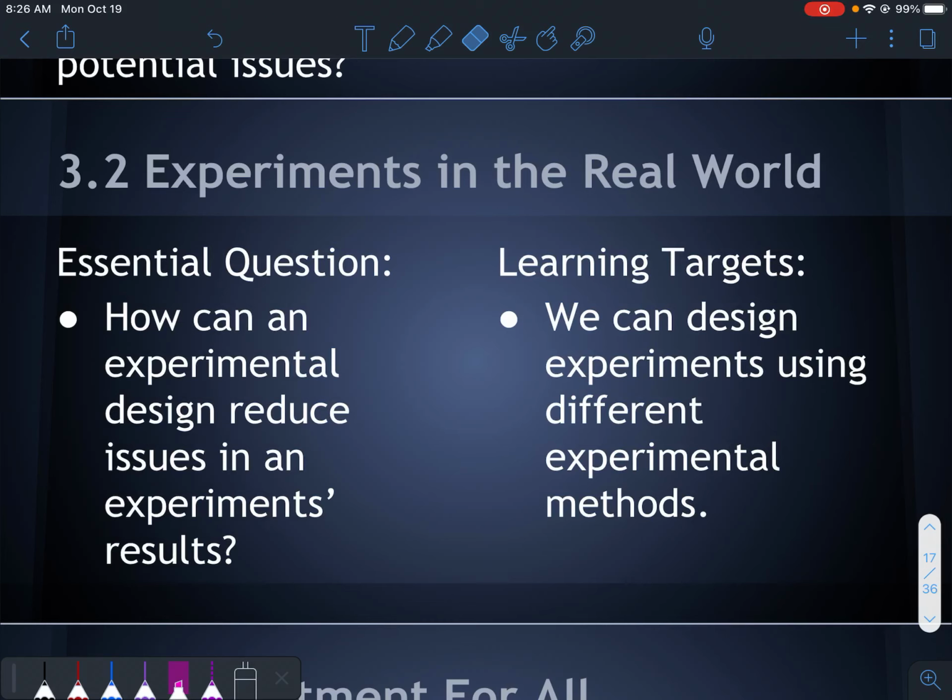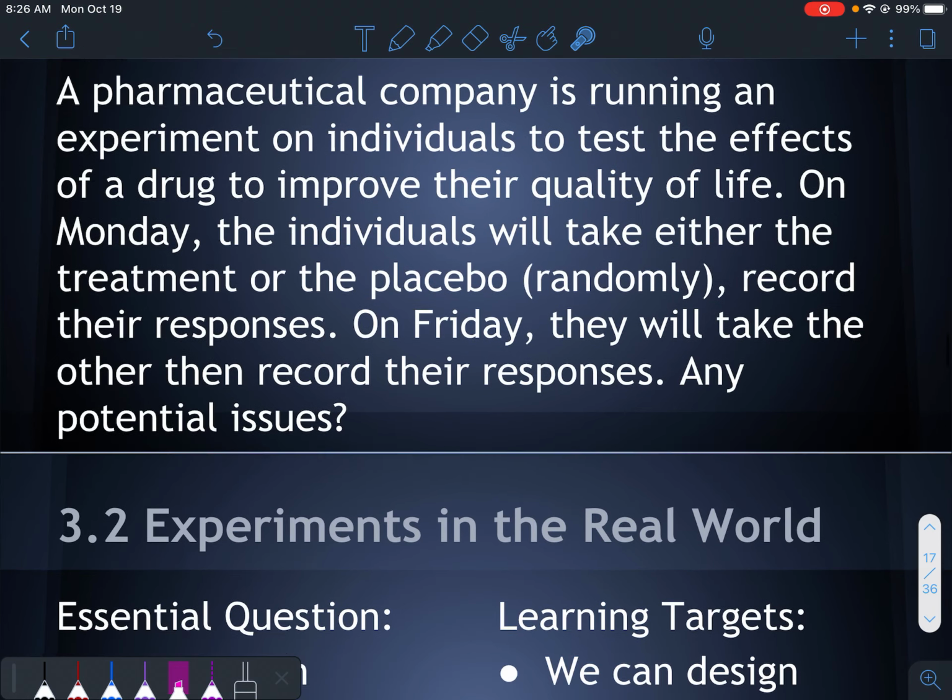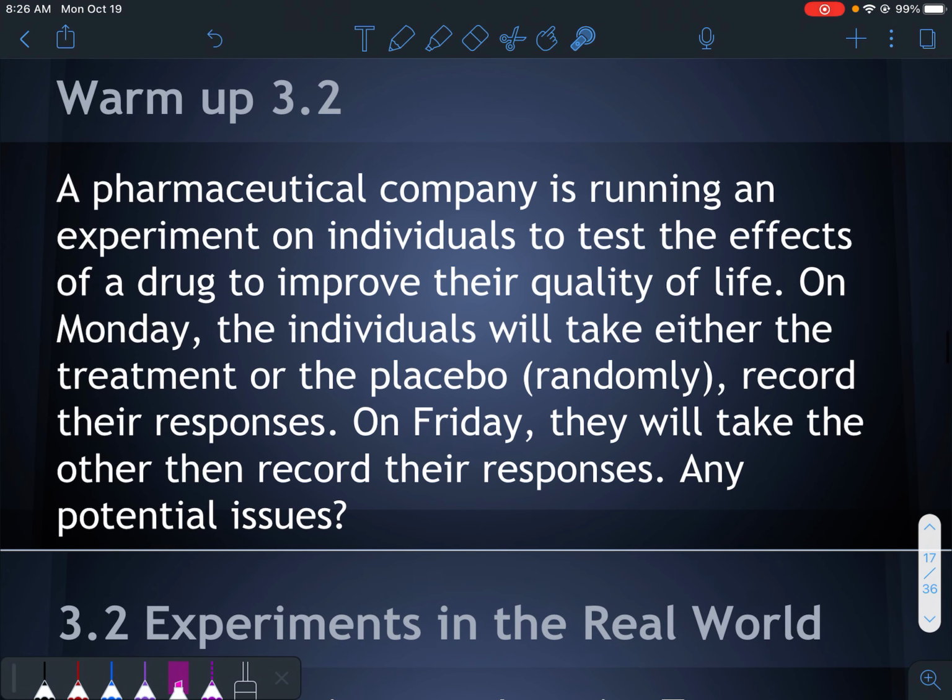We're talking about experiments in the real world. What we're going to get at today: how can an experiment design reduce issues in an experiment's results? And learning targets: we can design experiments using different experimental methods. So something to think about, something to set up for you.